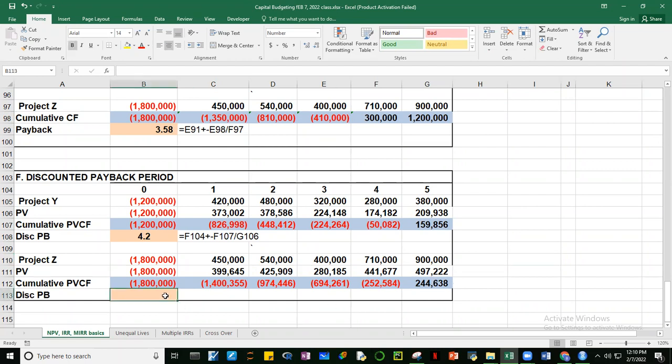Okay, so our discounted payback will be equal to, so it's between year 4 and year 5. So year 4 plus, get the negative of this, para maging positive siya, divided by the expected cash flow on year 5.